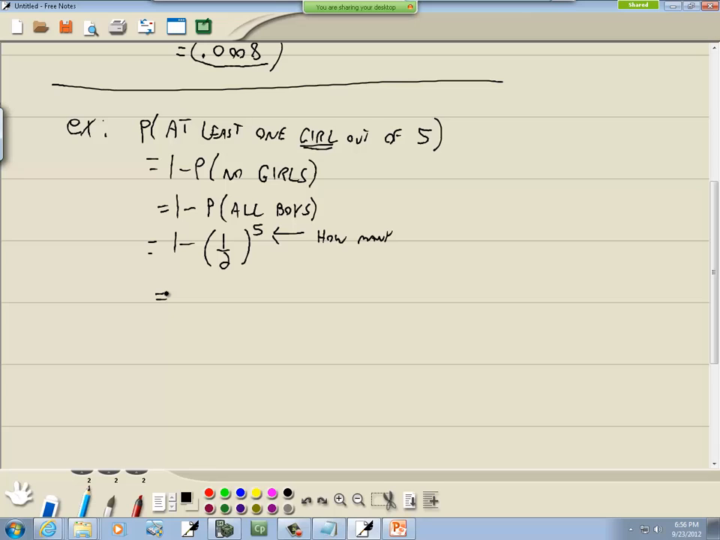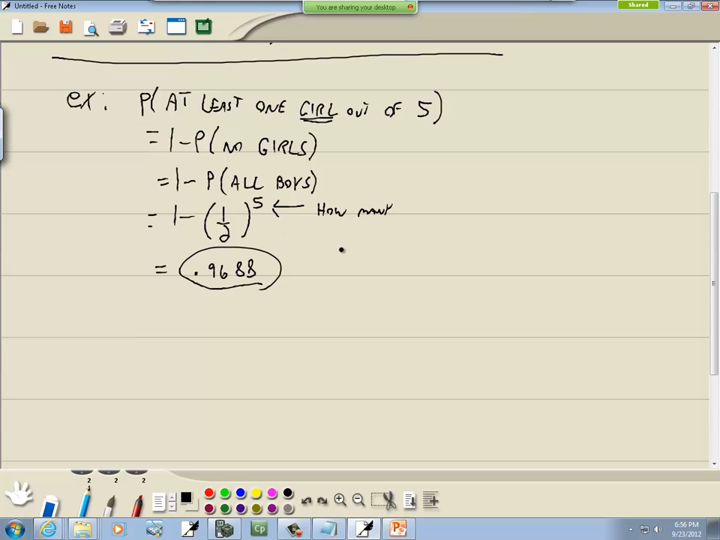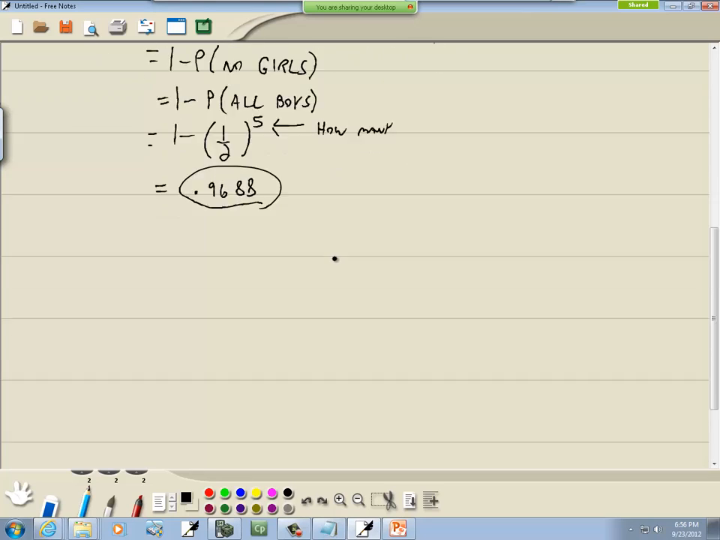And if I were to put this in my calculator, 1 minus 1 divided by 2, carry it to the 5, we get 0.9688, rounding to 4 decimal places. So if you're going to have 5 children, the probability you get at least 1 girl is pretty good.